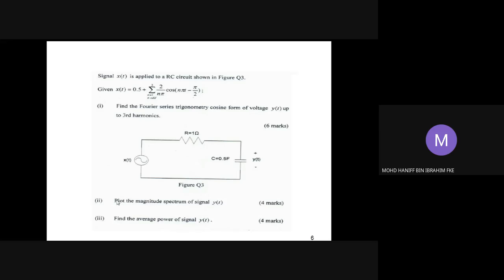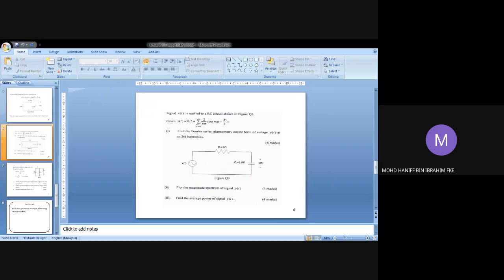Okay, so to answer 2 and 3, you need to find number 1 first. If you wrongly calculate number 1, the rest will be wrong, so please be careful on this. Okay, so let's have a look at the solutions for y(t), which is solving the Fourier series for the circuit here.